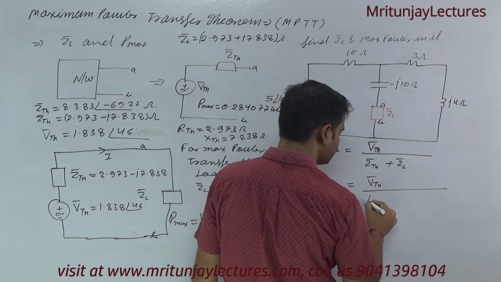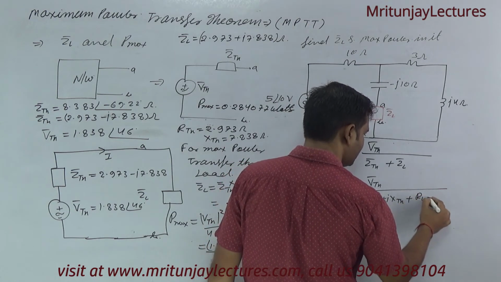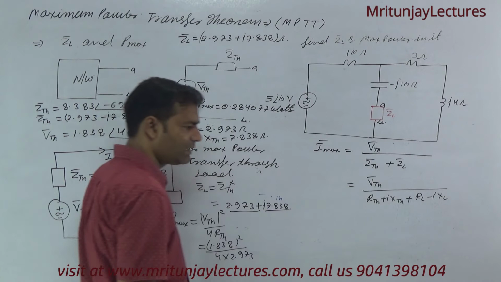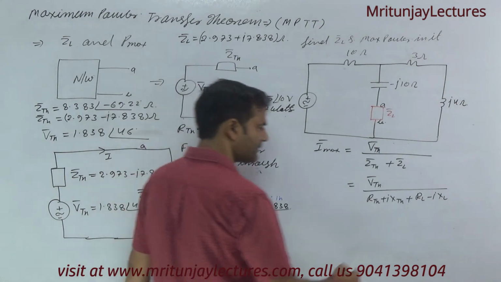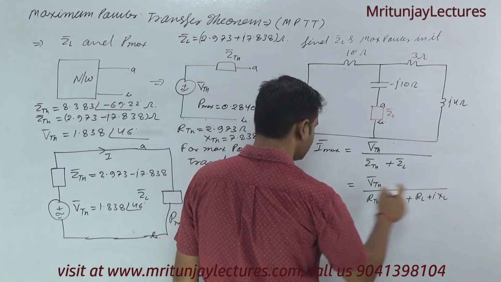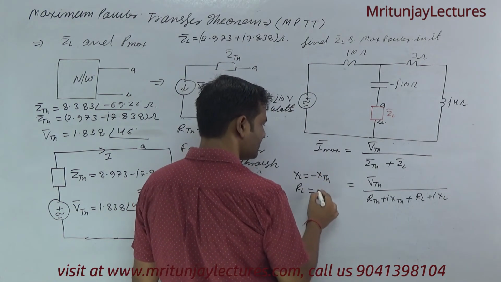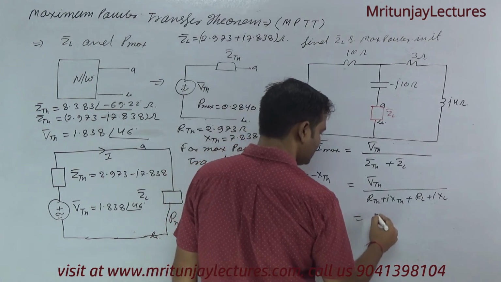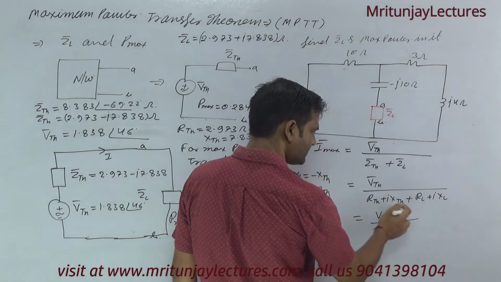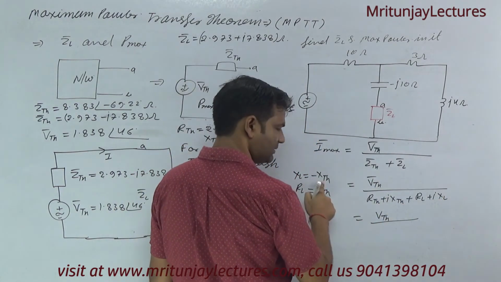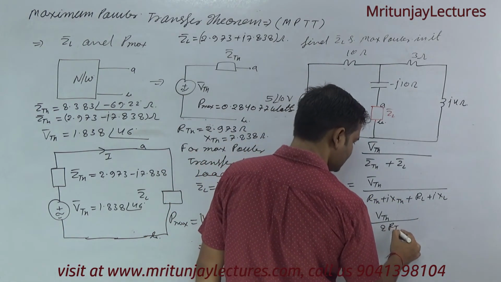What about ZTH? That is RTH plus JXTH, and this one is RL minus JXL. I know that I have already proved it. XL is equal to, sorry, like this one. XL is equal to, for maximum power transfer, RL is equal to RTH. So if this value is put here, then ZTH divided by, this one and this one are cancelled out because of this one, and this one is also RTH, so it is written as 2 RTH.